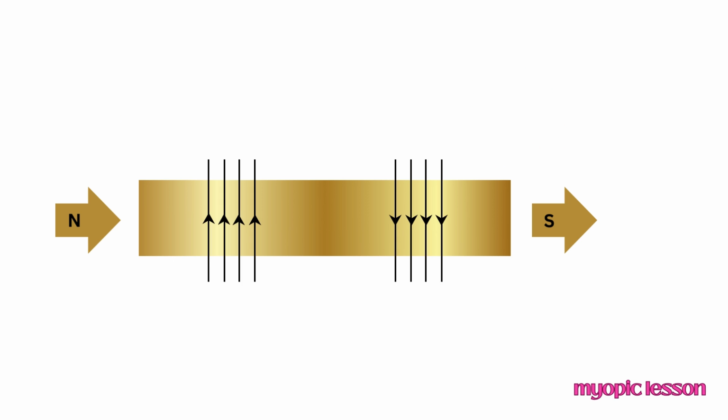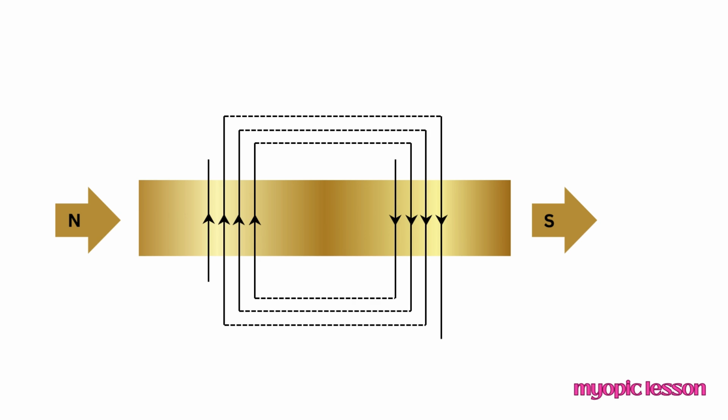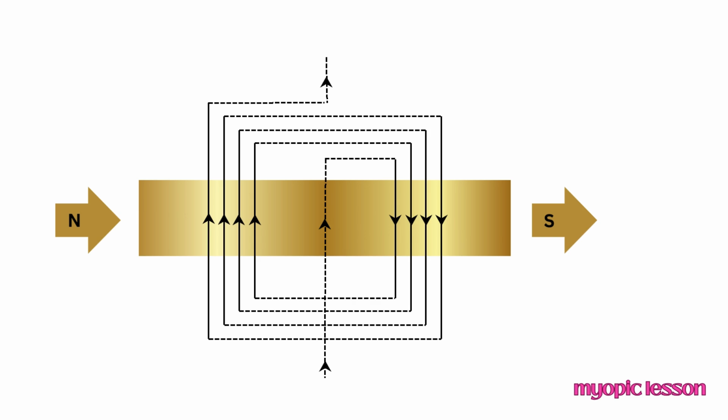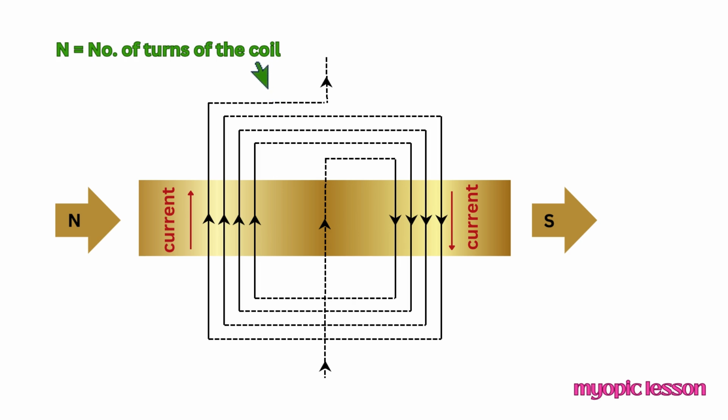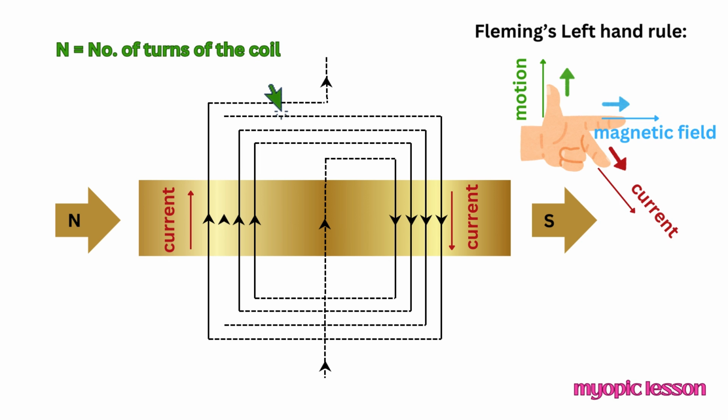A set of conductors are placed perpendicularly in the magnetic field. They carry current in opposite directions. The conductors are joined together forming a coil of n turns. Now, Fleming's left-hand rule is applied in the arrangement.